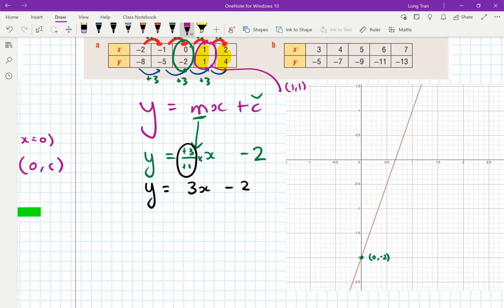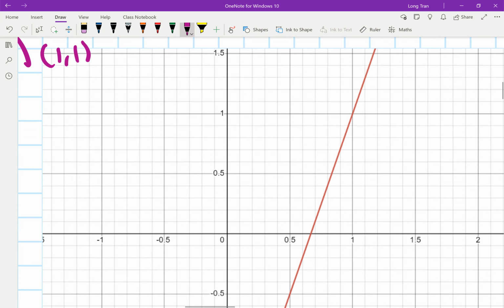So let's have a look. This is where 1 is, so I'm going to zoom in. You can see here, this is where 1 is, and this is where y is 1. Can you see? It sits exactly at 1, 1.